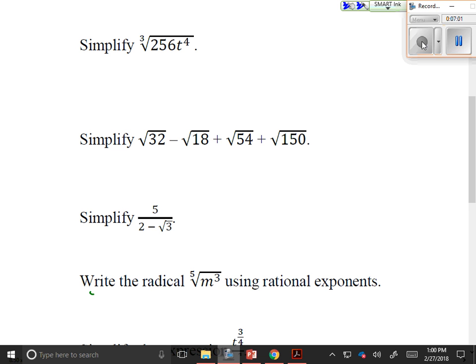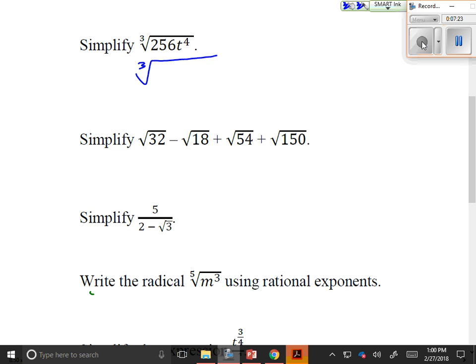256 is 2 to the 8th power. It's also 4 to the 4th power. But totally broken out, it'd be 2 to the 8th power. And either one will work, you'll get there. 4 to the 4th matches t to the 4th a little bit better.